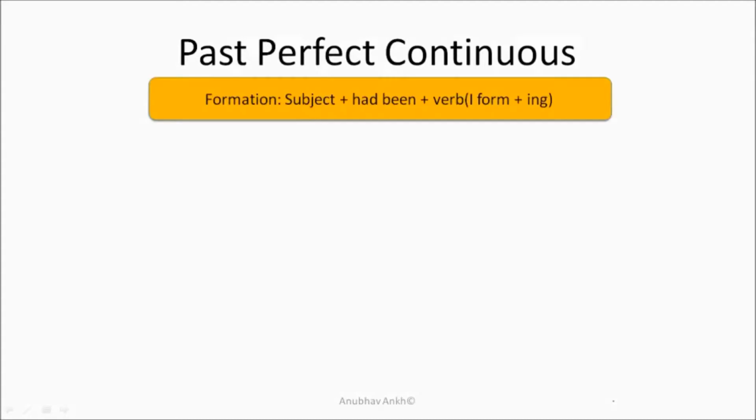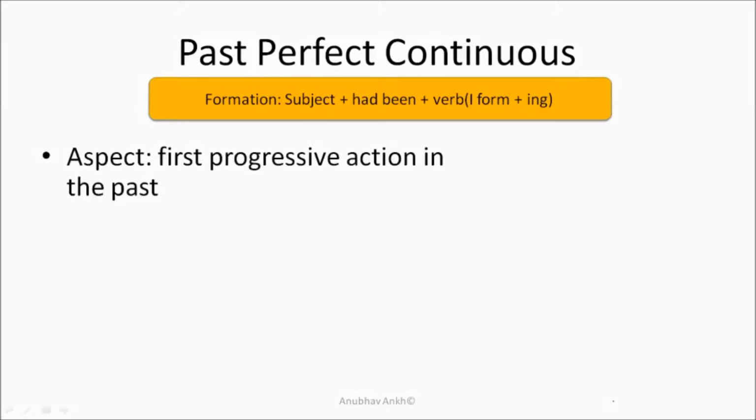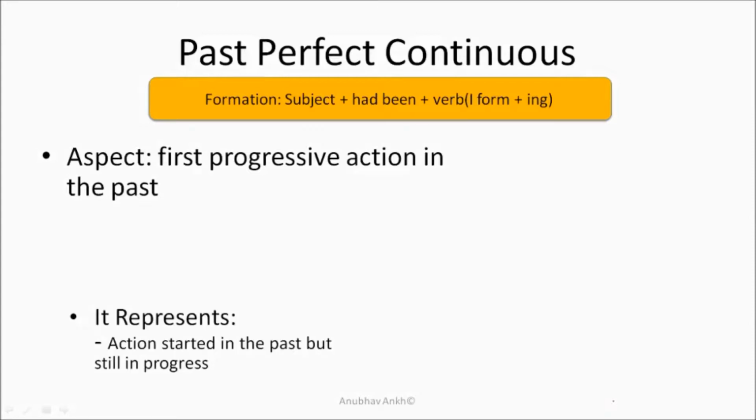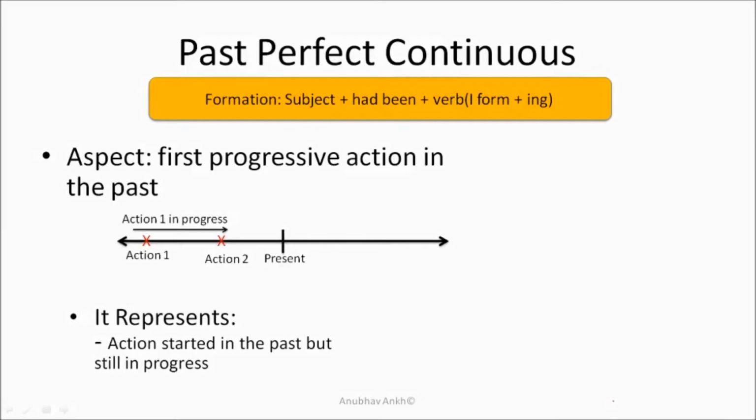Past perfect continuous. The formation is subject plus had been plus verb, ing form, obviously. Aspect: first progressive action in the past. What is the first progressive action in the past here? Let's see what it represents. An action started in the past but still in progress. It's continuous, so everything has to be in progress. Now, what do you understand by first progressive action in the past? There are two actions. There was one action in progress, and then the second action starts.